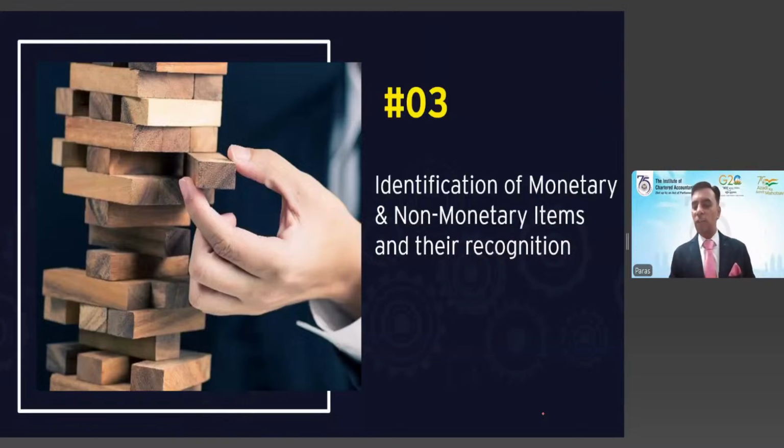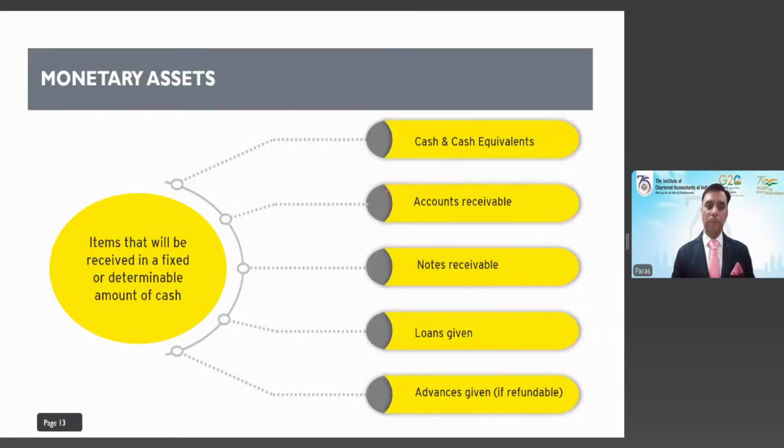Now, moving forward towards the identification of monetary and non-monetary items and their recognition. Why are we going to identify monetary and non-monetary items? Because accounting treatment is different in Ind AS 21 for monetary items and for non-monetary items, right? And therefore, it is important for us to determine which transaction is monetary and which transaction is non-monetary.